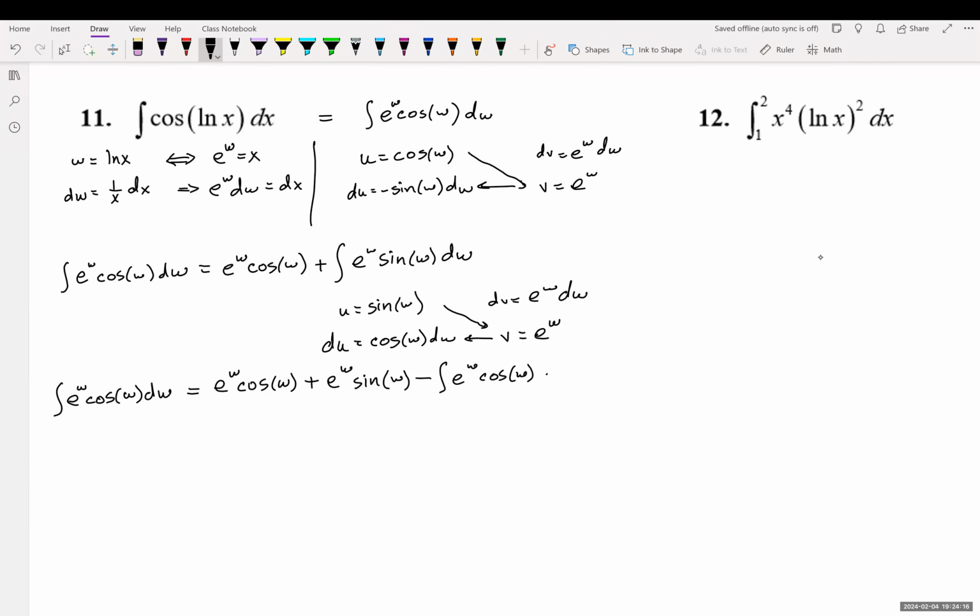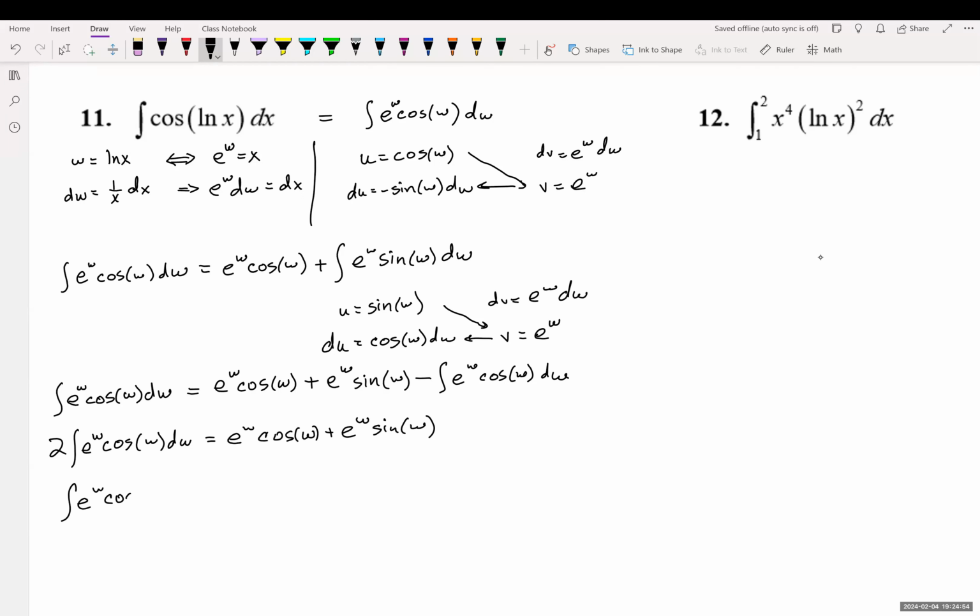cosine w dw. And once again, you'll notice this quantity here, right? This term here is the same as this term here. So we're going to add that over, get two of them, and then divide by 2. So that's going to look like 2 times the integral of e to the w cosine w dw equals e to the w cosine w plus e to the w sine w. Multiply both sides by 1/2.